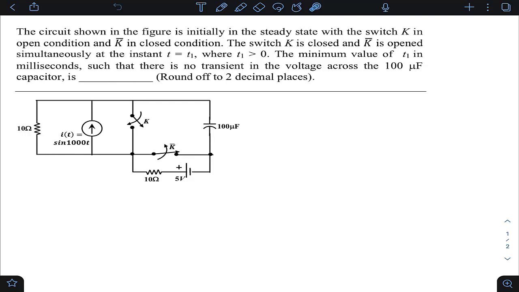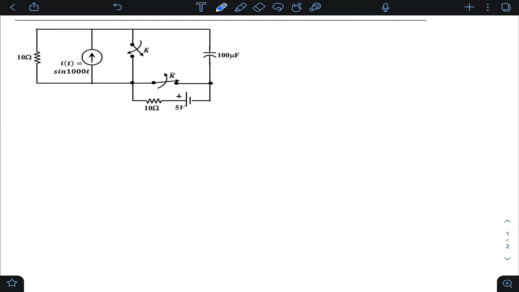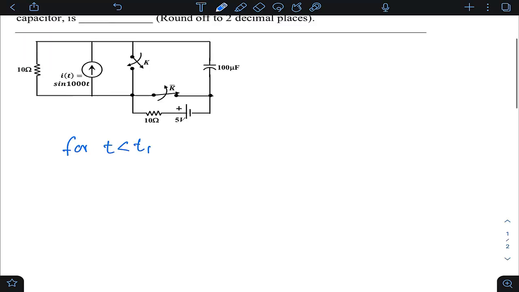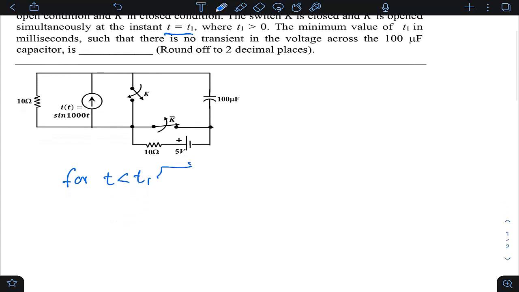That's what they're asking. So first thing is, the switching is happening at the instant T1, right? So switching is happening at the instant T1. So what is the situation for t less than T1? For t less than T1, they're saying that K is in open condition, K bar is in closed condition. So K is open and your K bar is closed.